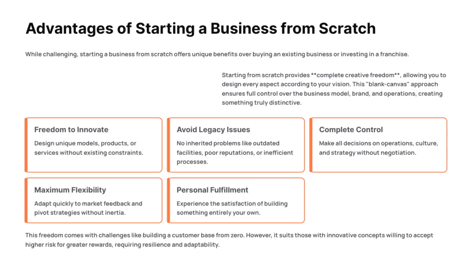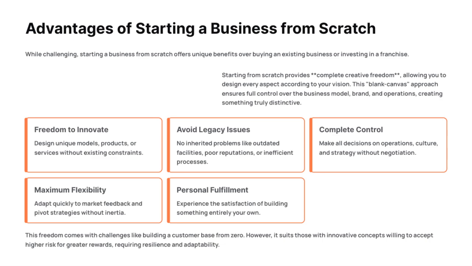One of the biggest benefits is the personal fulfillment you get from building something entirely your own. You have the maximum flexibility to adapt your strategies without being tied down by existing structures. You can make all decisions about operations, culture, and strategy without negotiation or compromise. Plus, starting from scratch means you avoid legacy issues like outdated facilities, poor reputations, or inefficient processes that often come with existing businesses.